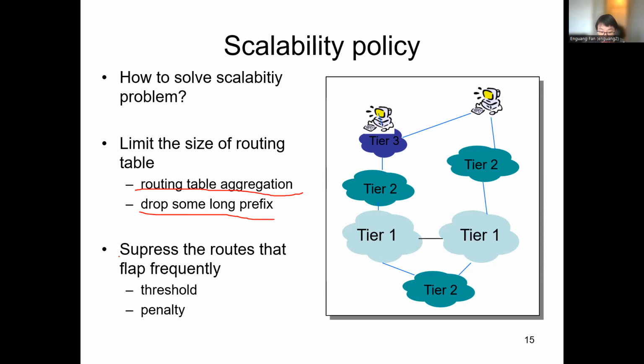A second possible way is to suppress the routes that flap frequently. If the cost of a link changes again and again, we can set a threshold to record the number of times it has changed. If it exceeds the threshold, then we can add a penalty to that link, or maybe we just abandon that link, right? So that's for scalability. Then finally, let's talk about security.